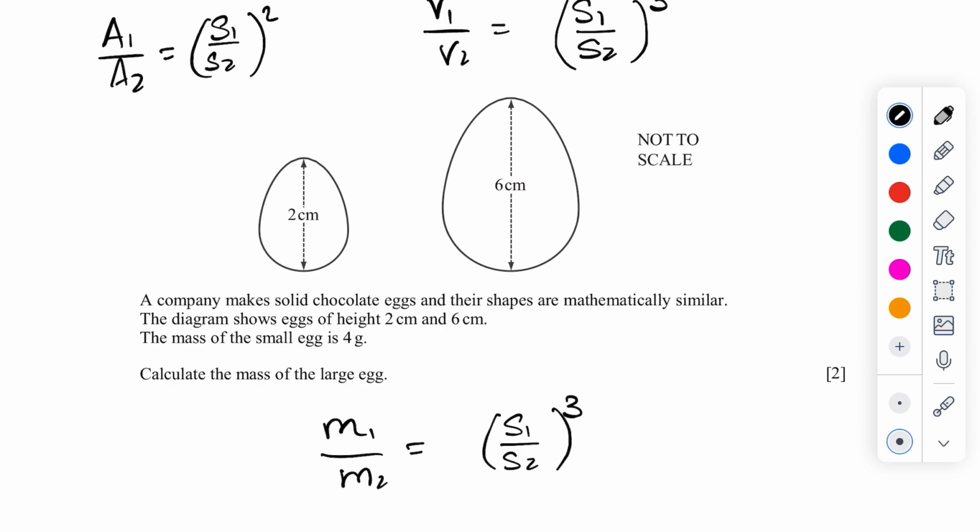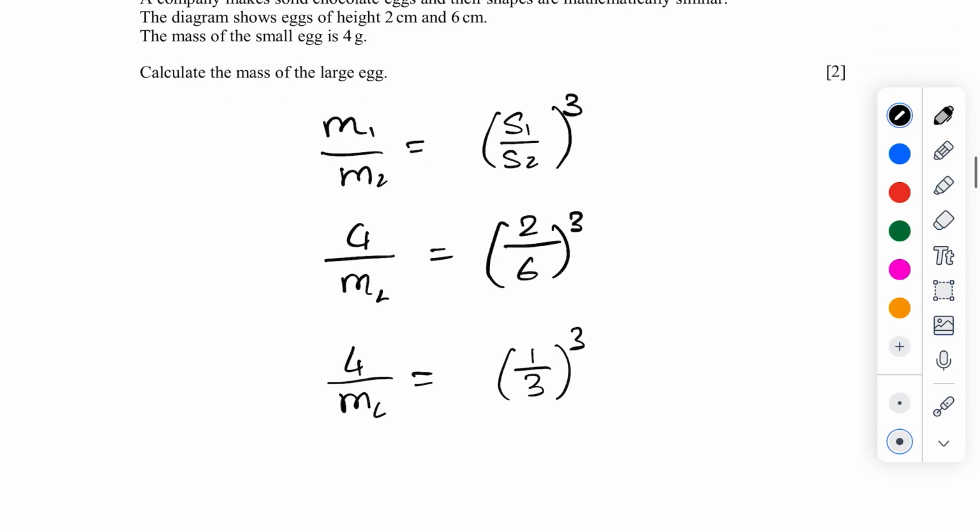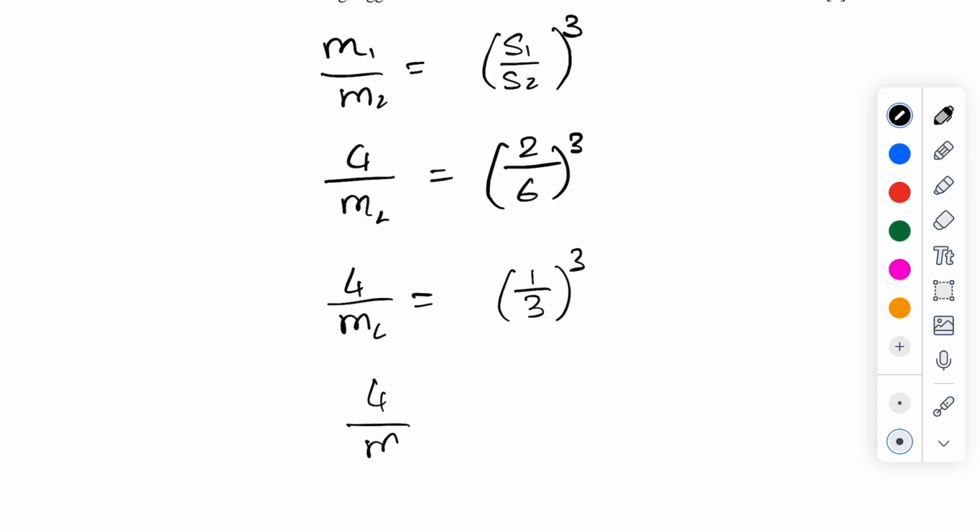So the mass of the small egg is 4, the mass of the larger egg we don't know. Side of the small egg is 2, side of the larger egg is 6, whole cube. So it becomes 4 upon m2 equals 1 upon 3 whole cube. 1 upon 3 whole cube is nothing but 27, so 1 upon 27. Do the cross multiplication: 27 times 4 is 108.